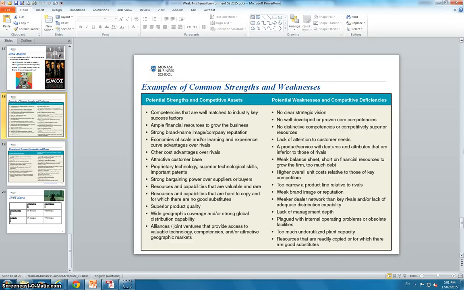Having the resources and capabilities that are valuable, rare, inimitable, and non-substitutable obviously means that they will not only be a potential source of sustainable competitive advantage and core competencies for you, but will also most likely represent strengths. On the other hand, the lack of a clear strategic vision will be a weakness. Having no developed or proven core competencies obviously puts you at a disadvantage, as does the lack of attention to customer needs and so on. So there are plenty of strengths and weaknesses here that can be derived from your resources, capabilities, and potentially even core competencies.